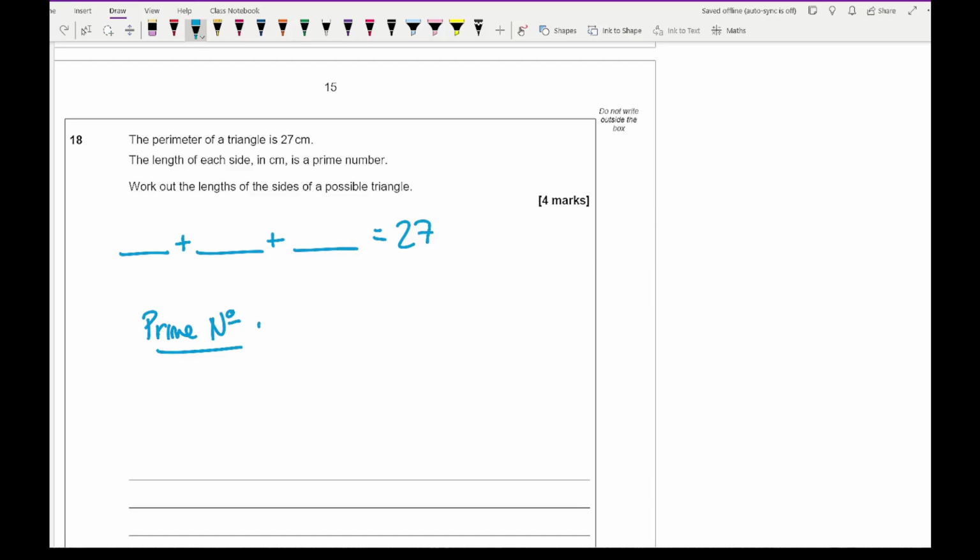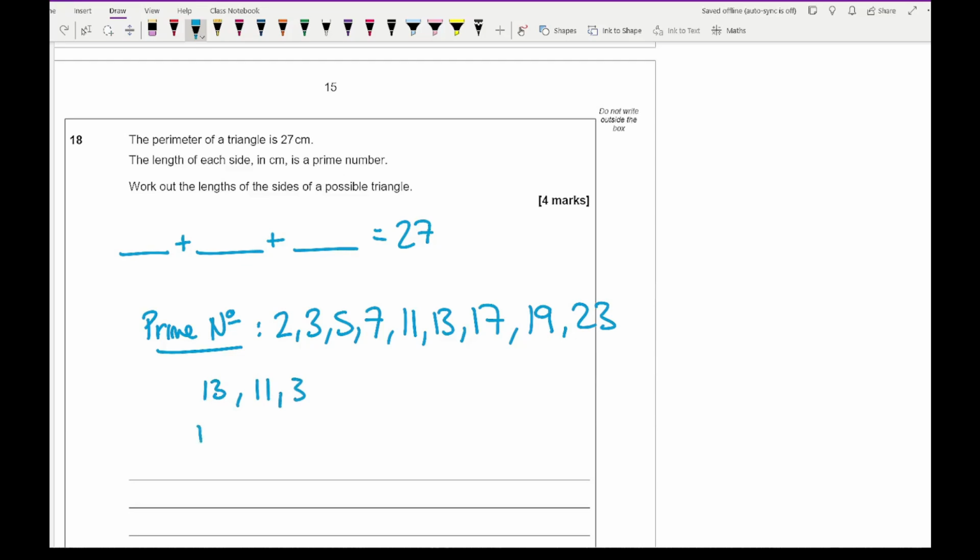So if I just write down the list of prime numbers, we've got 2, 3, 5, 7, 11, 13, 17, 19, 23, and I don't need to go any further than that. So I'm just going to pick 3 numbers where the total is 27. So there's a few combinations we could have. You could have 3, 11 and 13 in any order. You could have 11, 11 and 5. And you can also have 13, 7 and 7, in which you could write any of those combinations in any particular order.